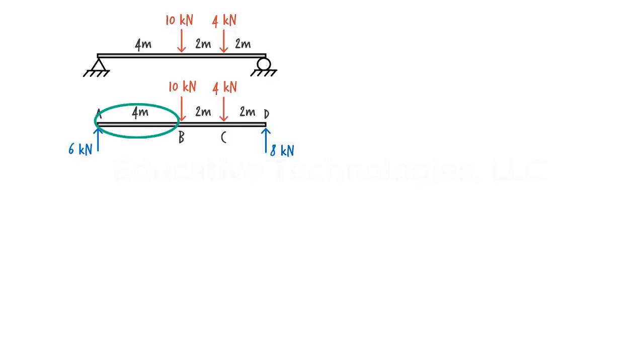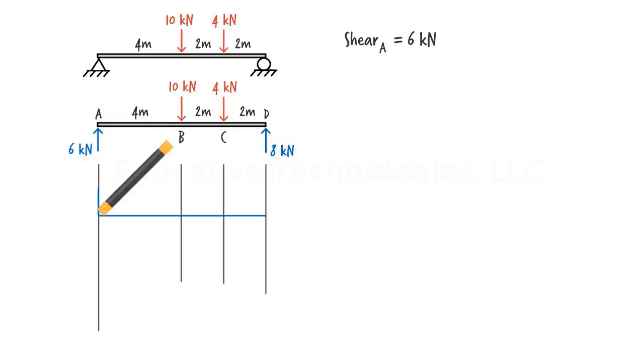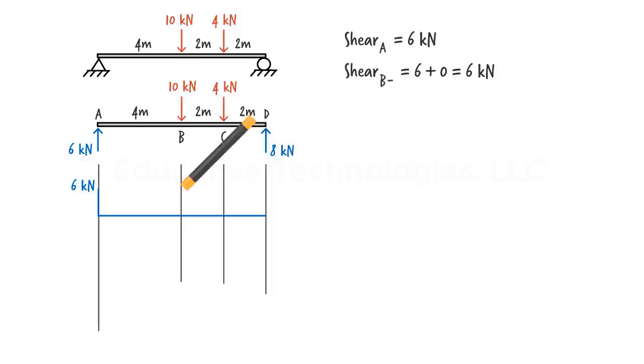For segment AB, because there is an upward reaction of 6 kilonewtons at the left end of the segment, shear at that point is positive 6. The area under the load diagram in this segment is 0. There is no distributed load applied to the segment. Therefore, shear at the right end of the segment is 6 plus 0, or 6. That is, shear at the right end equals shear at the left end plus the area under the load diagram within the segment. Therefore, shear in the segment remains constant with a magnitude of 6 kilonewtons.